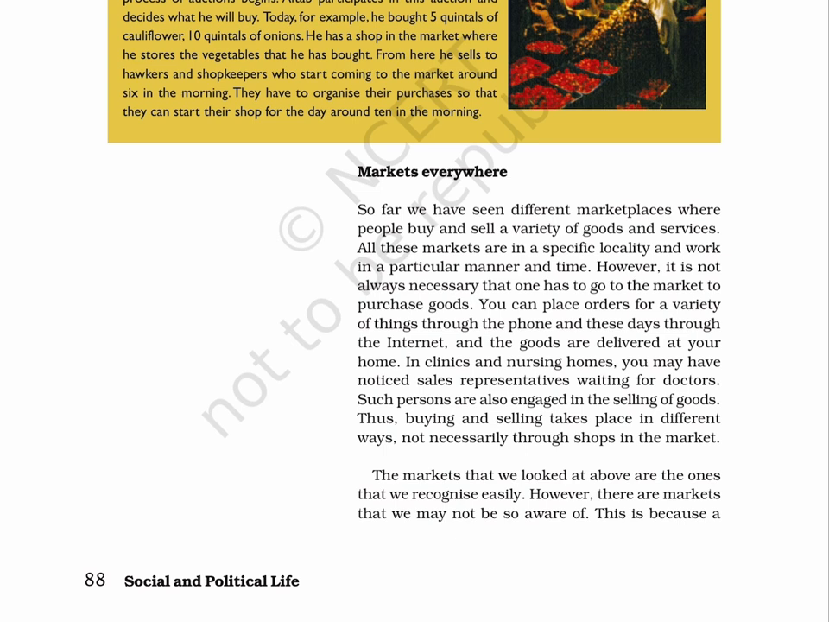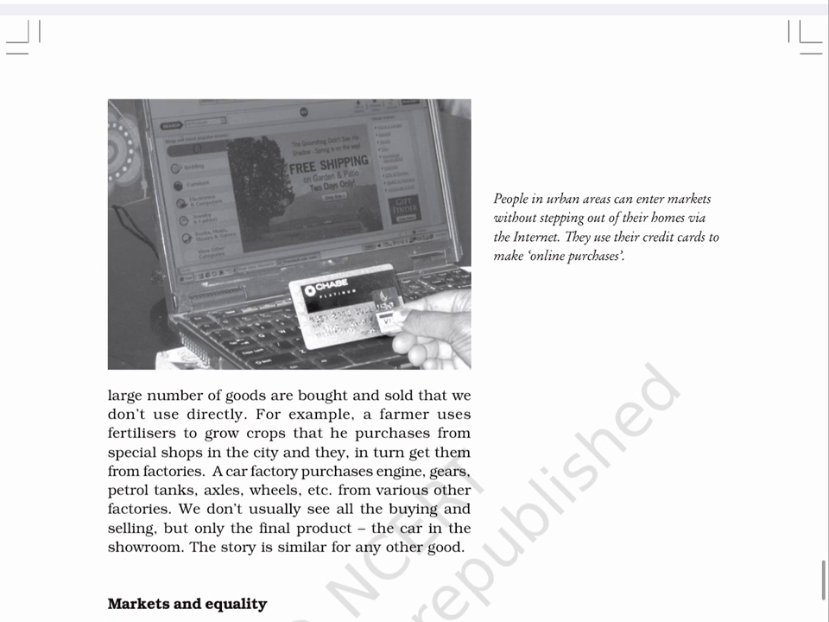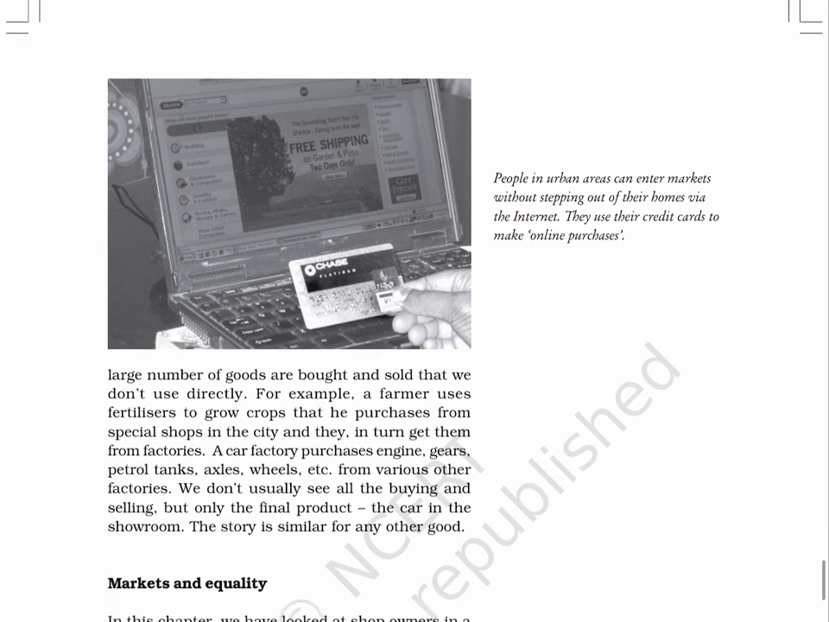However, there are markets that we may not be so aware of. This is because a large number of goods are bought and sold that we don't use directly. For example, a farmer uses fertilizers to grow crops that he purchases from special shops in the city, and they in turn get them from factories.